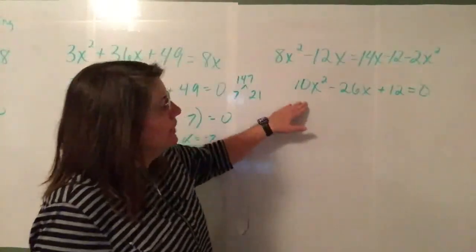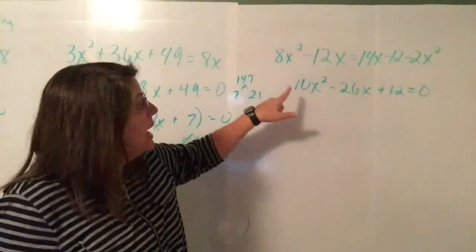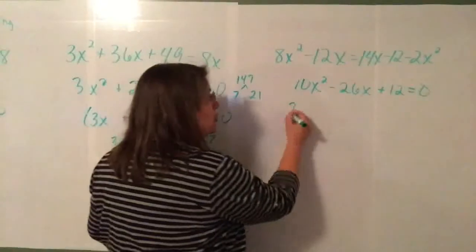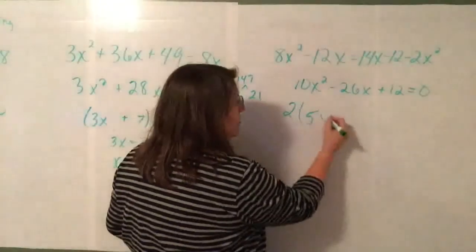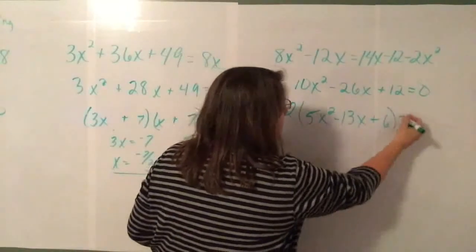Then, if anything will factor out of the whole thing, that will make it easier to factor. So I notice that all of these are even numbers. So that means a 2 will come out of that. So that's a 5x² minus 13x plus 6.